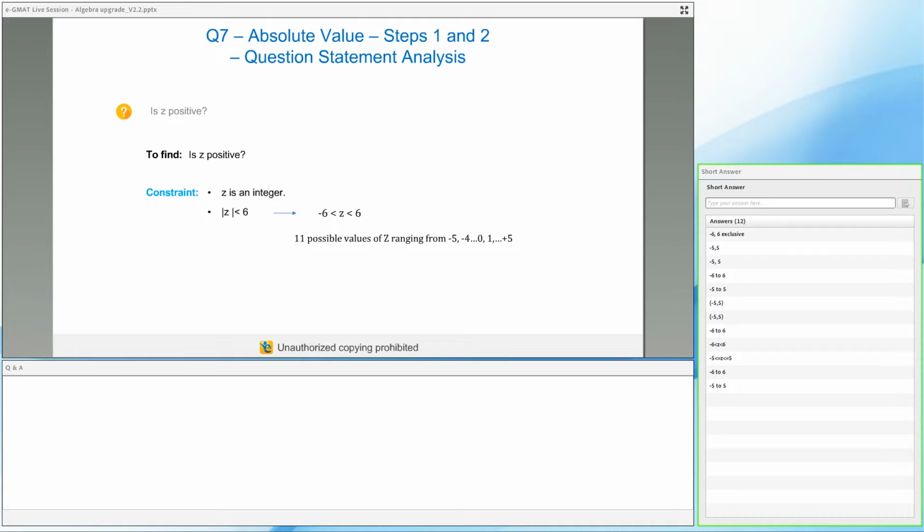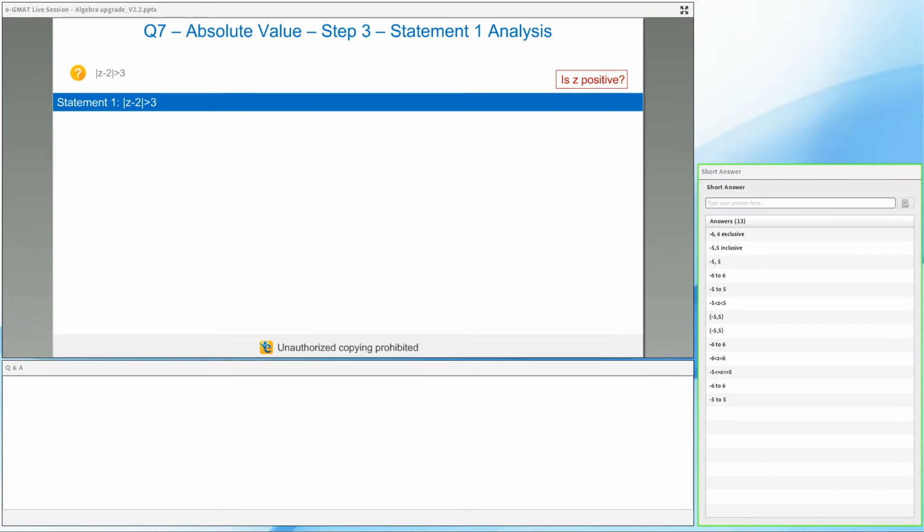So those of you saying -5 to +5, please make sure you say -5 to +5 inclusive. This is absolutely clear to all of you, which is good. Now I know this, and I just need to find out whether Z is exclusively positive or not. So it's a yes no type of question. Now the first statement is mod of Z minus 2 is greater than 0.